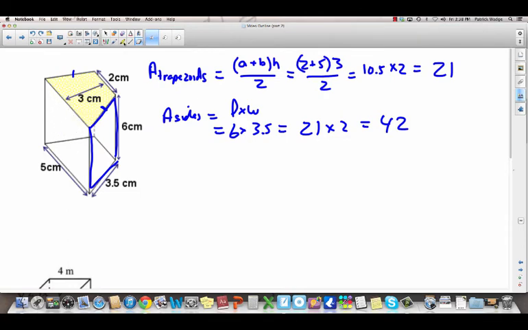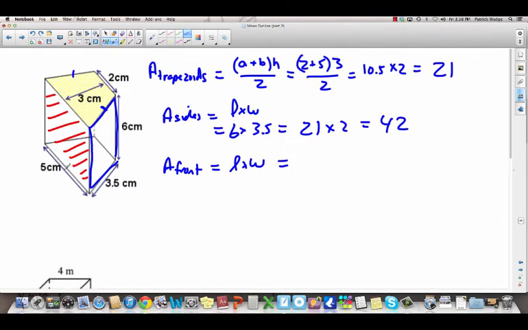And the next one I want to do is the front. So when I say the front, I'm talking about this. Again, maybe that's what you're calling the left. I don't care. As long as you get them all, it's fine. That's a rectangle, length times width. What are we multiplying there? We got the dimension 5, and how much is this? Well, it's the same as this, which is the same as this, so it's 6. 5 times 6 is 30. How many of those do we have?